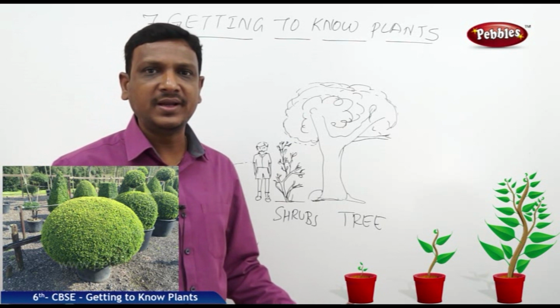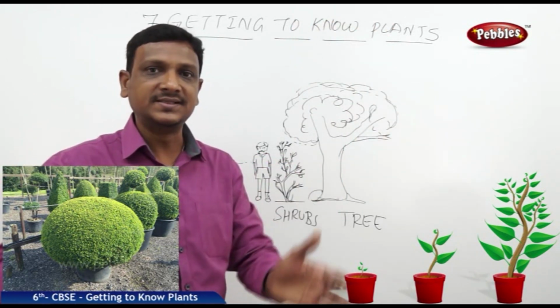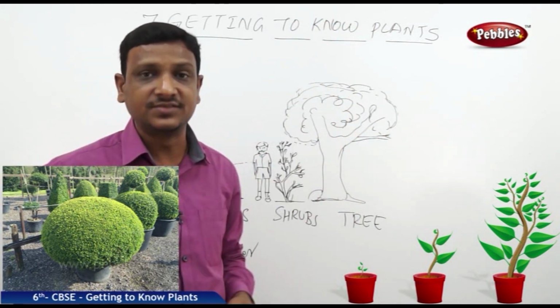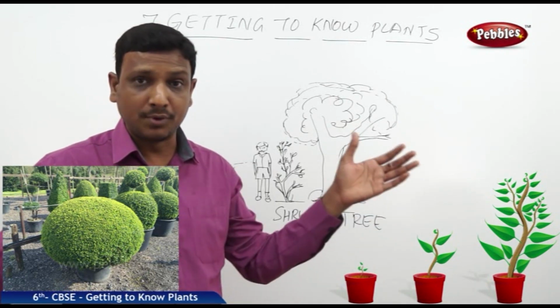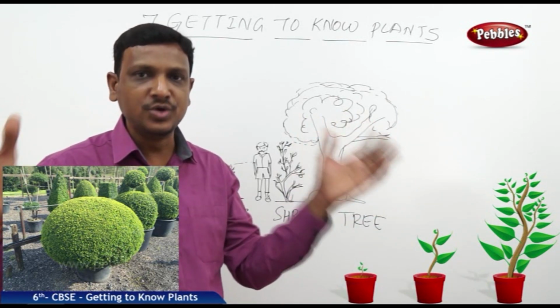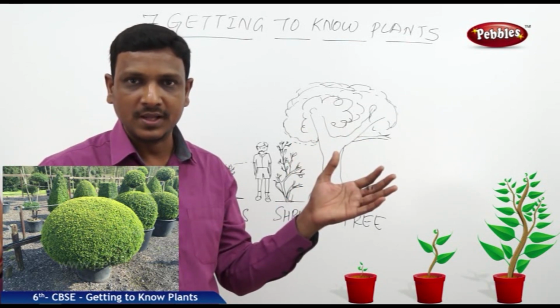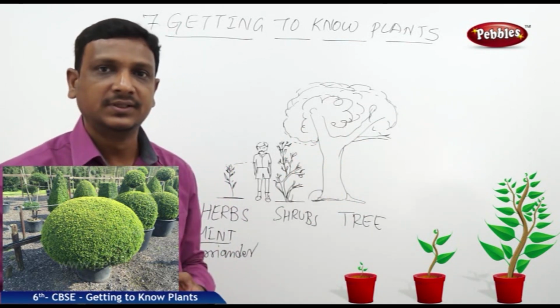Generally, trees have a very big trunk. What is called the stem of the tree is called a trunk. It's very big and very broad and it is woody, so hard, full of wood. Such kind of stem they have.